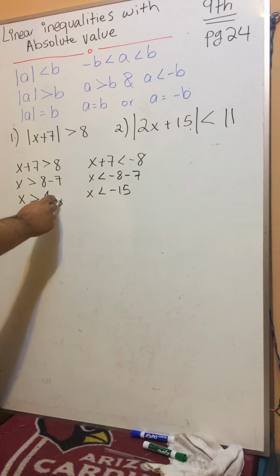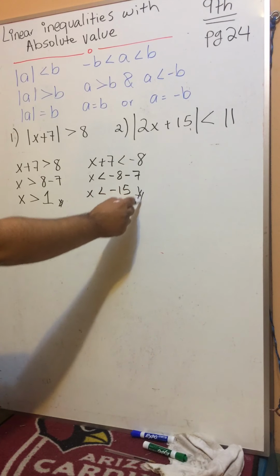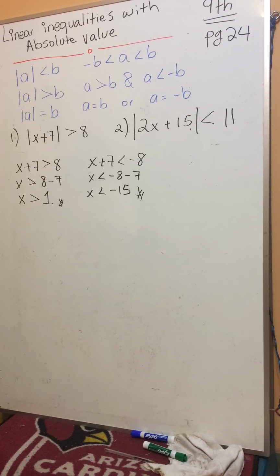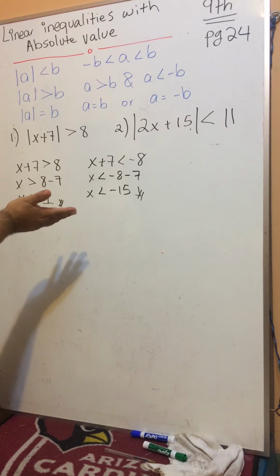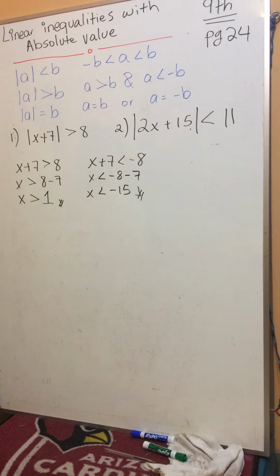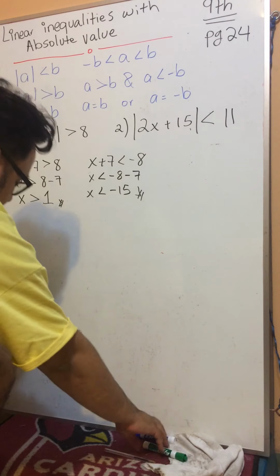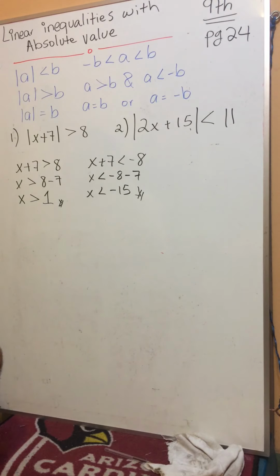Now that we have these two answers, we're going to work on the number line. Once we work on the number line, we need to make one line graph for this one, one line graph for this one, and then we can find the solution set. Let's do the line graphs now.